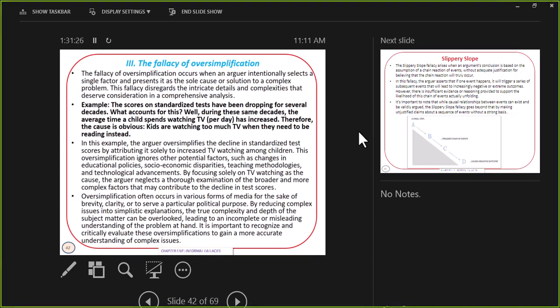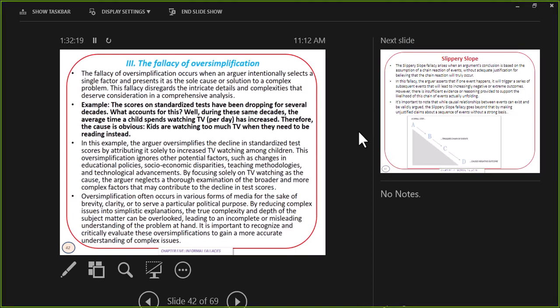Kids are watching too much TV when they need to be reading instead. Oversimplification is what? Presenting one factor for a particular problem by neglecting its details that deserve attention, by neglecting other factors that play an important role. We can think of other factors that lead to the decline in standardized test results. What would be the factors other than watching TV? Pedagogical factors, isn't it? Economic factors, teaching methodologies, technological advancement. You can think of other factors that lead to the decline in standardized test results.